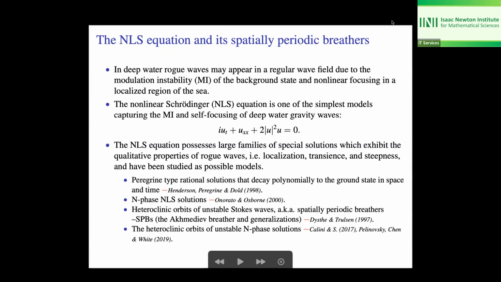These include the Peregrine type rational solutions that decay polynomially to the ground state in space and time, and the in-phase solutions proposed by Onorato and Osborne. Also, heteroclinic orbits of unstable Stokes waves, also known as spatially periodic breathers, and finally, the heteroclinic orbits of unstable in-phase solutions. And so these references that are given are really in reference to when they were proposed as models for rogue waves, not for when they were developed or derived as solutions to the NLS equation.